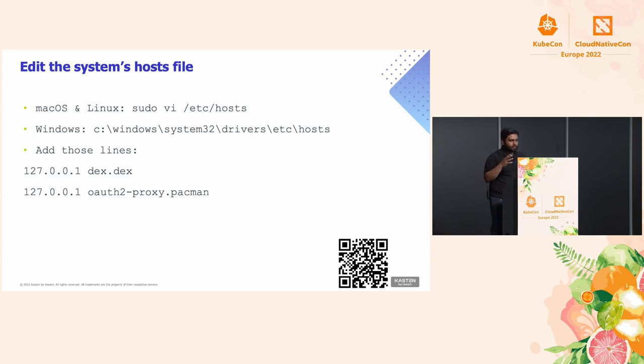Now, before we proceed, this is a step that we have to complete for this end-to-end flow to work. We want to edit the system's hosts file so that when the user accesses the Pacman app through the browser, they will be redirected to the localhost address where the servers are listening. So you know that we have deployed Dex, we have deployed OAuth2 Proxy. We have run port forward for both of them and they're listening on the localhost IP. But how do you tell a browser to access those services? We're not using DNS to do that. We're using the hosts file to do that redirection for us. So there are two lines, one for Dex and the other for the OAuth2 Proxy service.